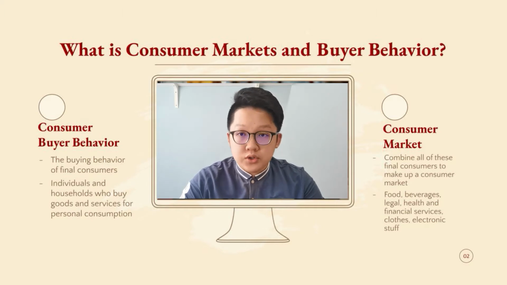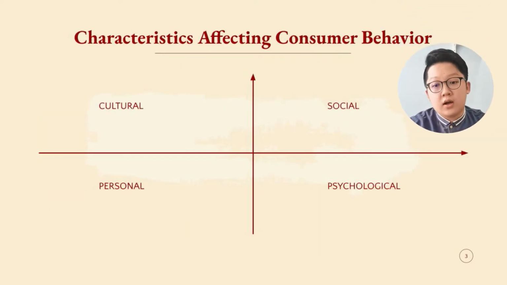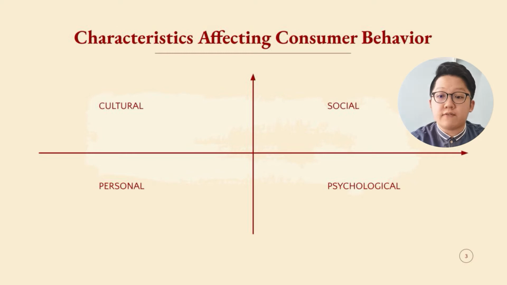And what is the consumer market? Okay, the consumer market is made up of all the individuals and households that buy or acquire goods or services for personal consumption. Next, there are four major characteristics affecting consumer behavior. The first one is cultural, and then social, personal, and psychological.